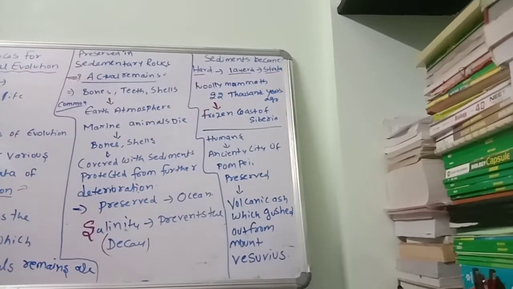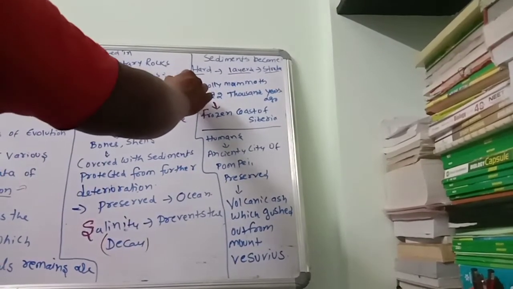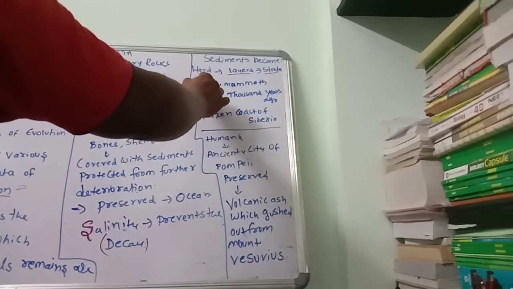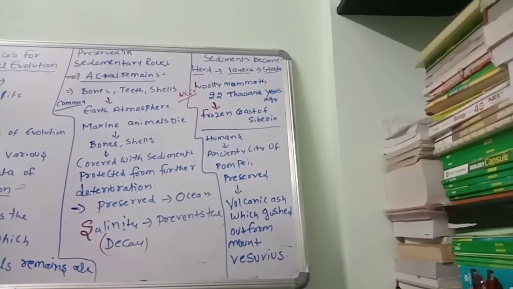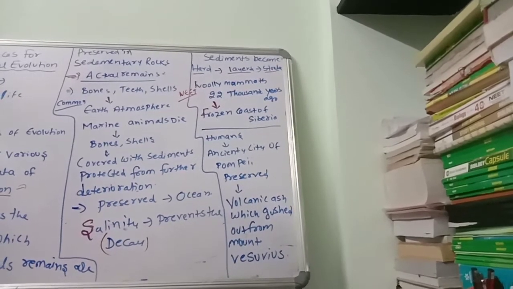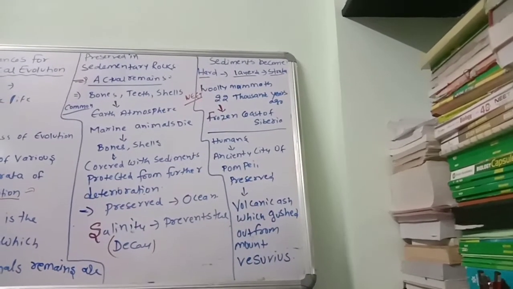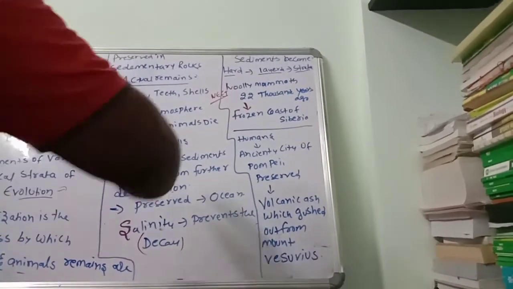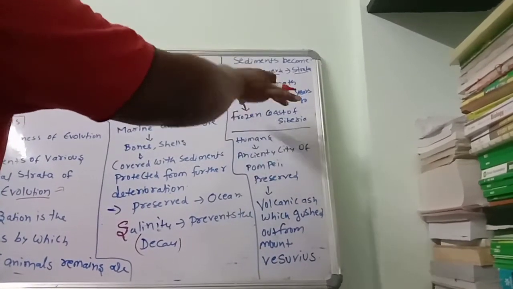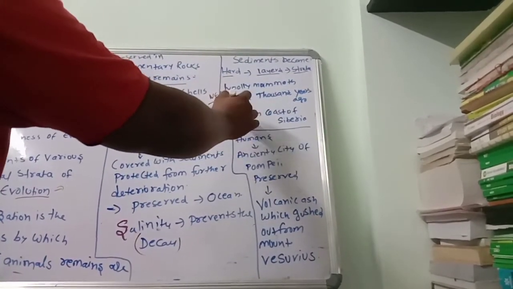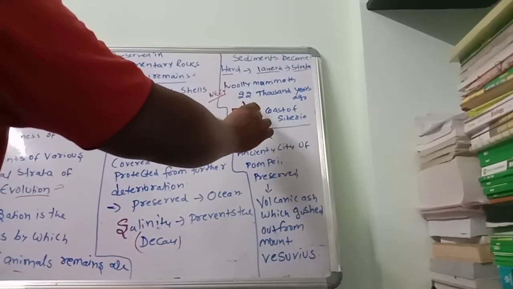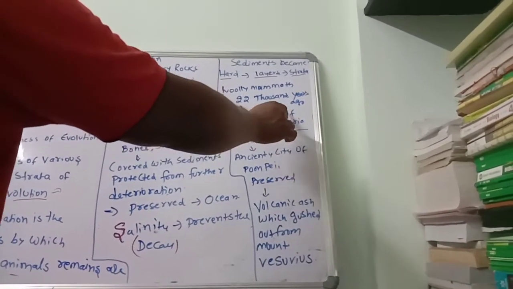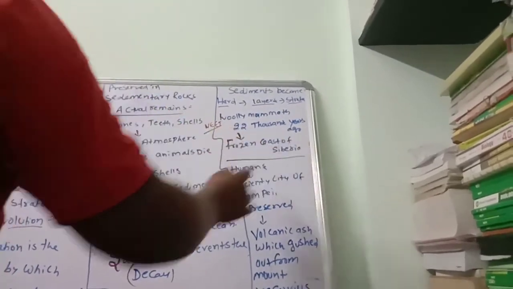What are the actual remains of the woolly mammoth? 22,000 years ago that animal existed, and nowadays it has been identified. How is it still located without being disturbed? It was preserved in frozen conditions, especially in the frozen coast of Siberia.